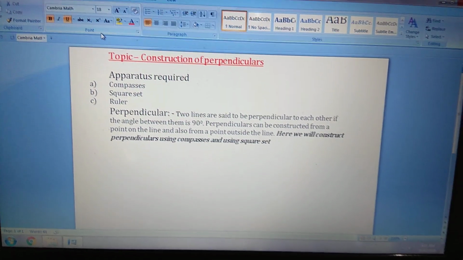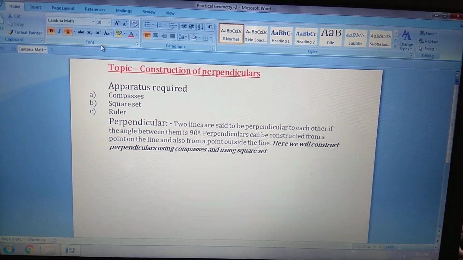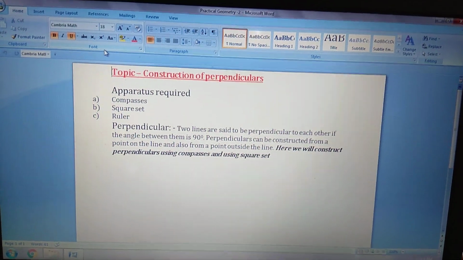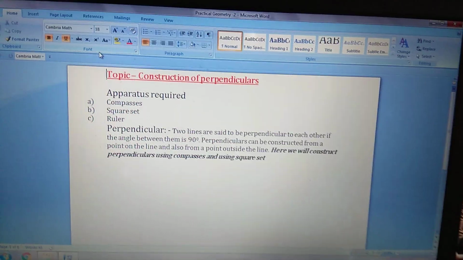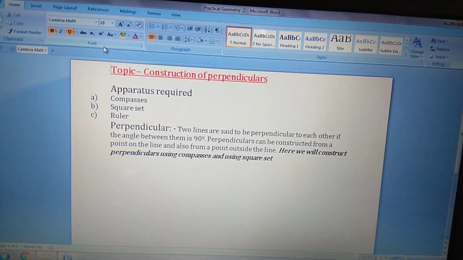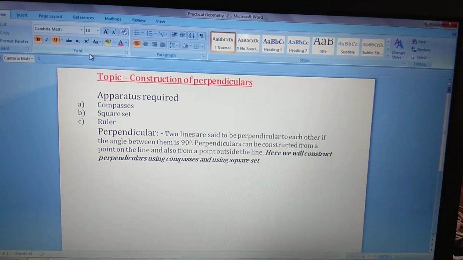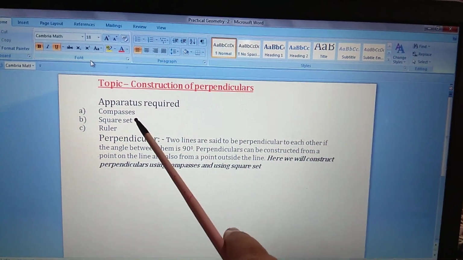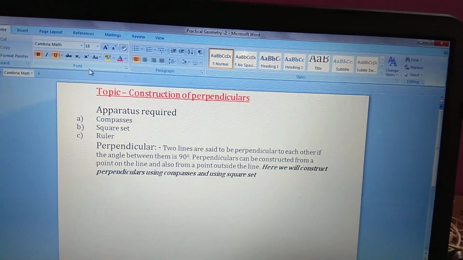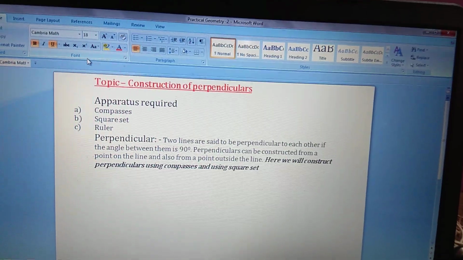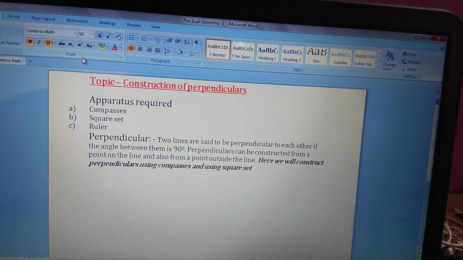In our previous class, we finished the construction of a circle using compass and ruler. Today we are going to start a new topic, that is construction of perpendicular. For this, the apparatus required are compass, square set and ruler. Compass and ruler are known to you. The square set I will introduce while explaining the construction.